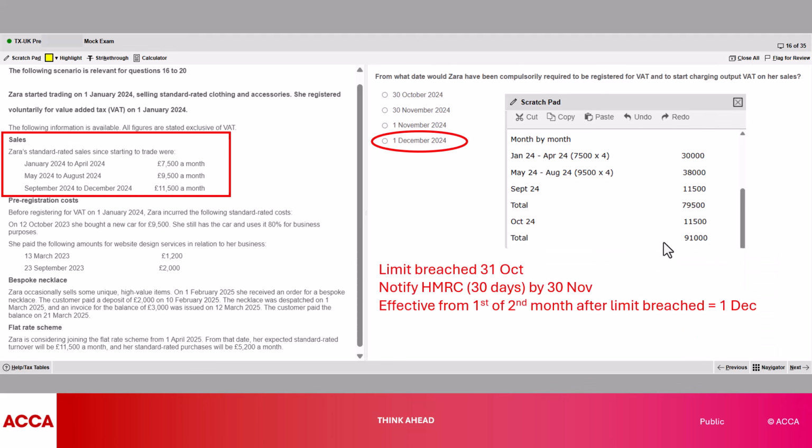And if the limit is breached at the end of October, just be careful here. You've got 30 days to notify HMRC, which is one of the dates that's given here, and the registration will be effective from the first day of the second month. So if we go over the limit in October, November, December is the second month after the limit, and we would have to start charging VAT, which is what the question says, from the 1st of December. Be very careful here because those dates are all very close together. 2 marks for a correct answer, nothing if you get a wrong answer.